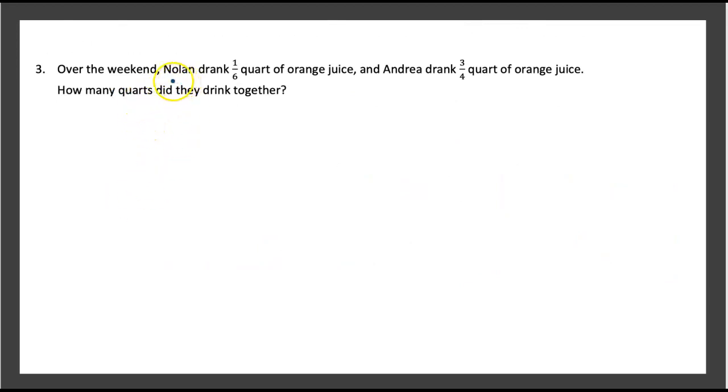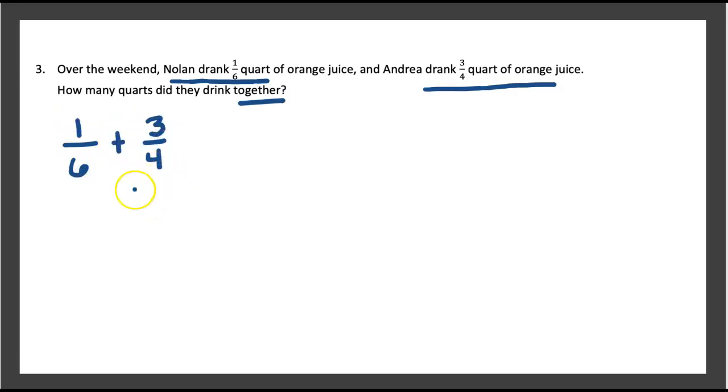Over the weekend, Nolan drank 1/6 quart of orange juice. Andrea drank 3/4 quarts of orange juice. How many quarts did they drink together? So we have another addition problem. 1/6 plus 3/4. We want these numbers to be the same. In order to do that, we look at our denominators and we write out our least common multiple.